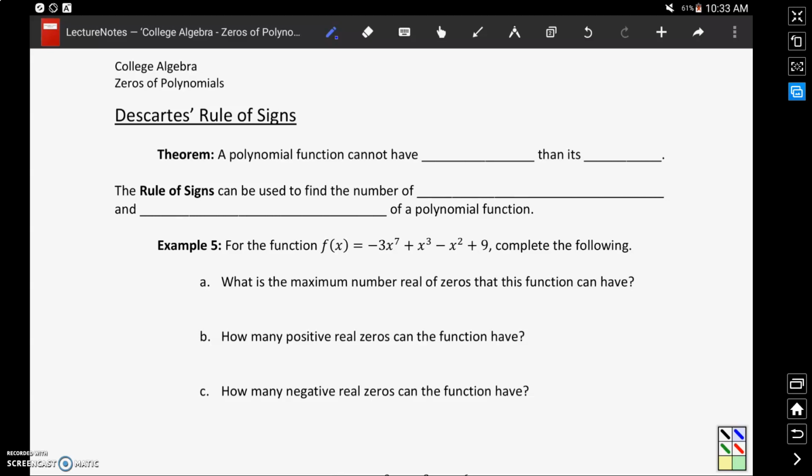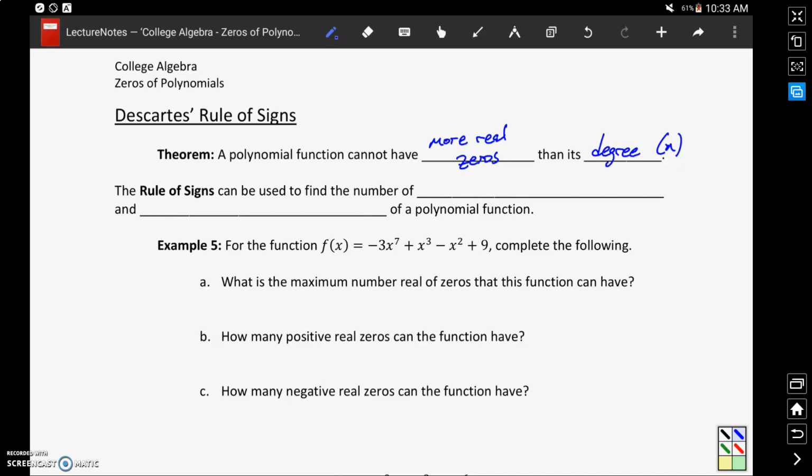A polynomial function can have either real zeros or complex zeros, or a combination of the two. But according to a theorem, a polynomial function cannot have more real zeros than its degree. So if we have a fourth degree polynomial, we'll have at most 4 real zeros.